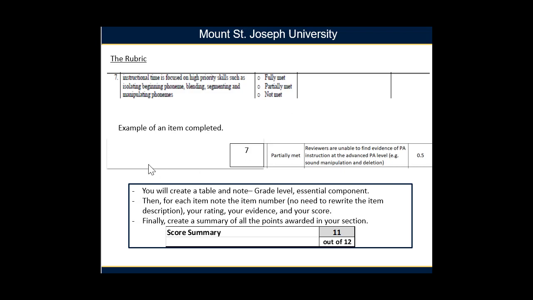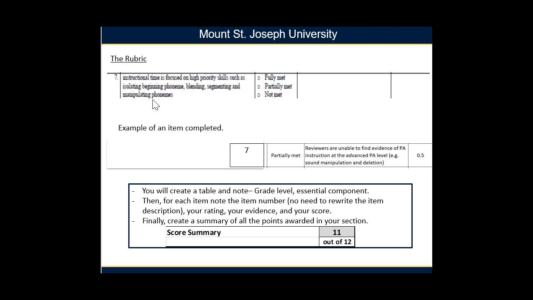So here's an example focused in on one item in the Kindergarten Phonological Awareness Phase 2 rubric. This is item number 7. So this is from the Colorado Guides rubric. It notes the item number, the description, and then the fully met, partially met, or not met, a place to put evidence, and a place to put a score. You can't write in the Colorado Guide, so that's why you're going to have to create a separate Word document with a little table. So here's an example of how you could fill out this item here.